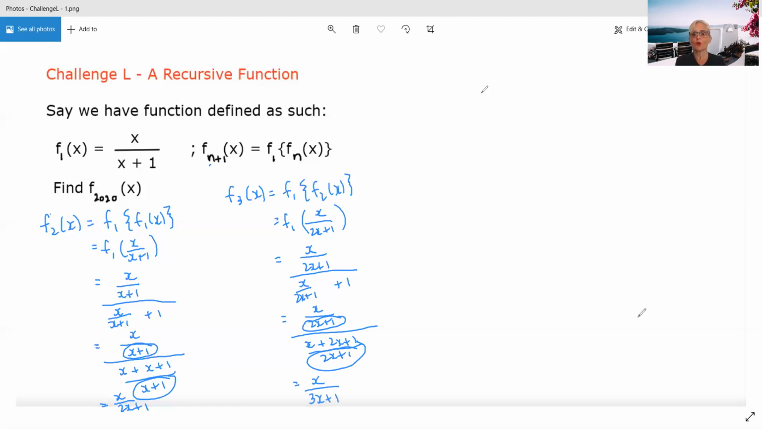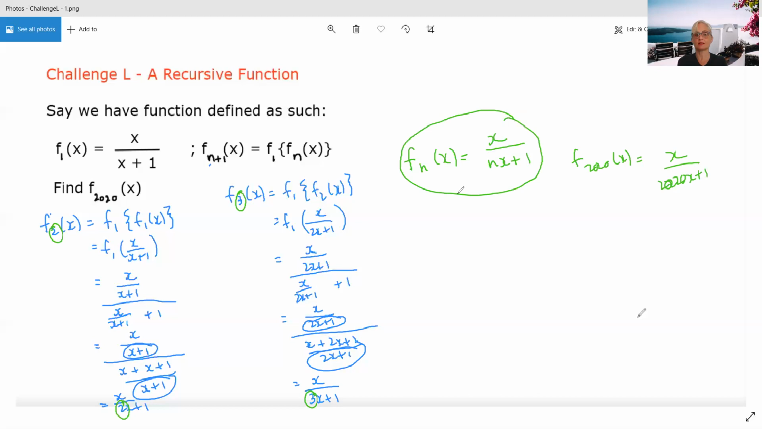Now let's just have a bit of a look at what we've found so far. f3 of x is x over 3x plus 1. f2 of x is x over 2x plus 1. So I'm thinking that potentially fn of x could be x over nx plus 1. In which case, f 2020 of x will be x over 2020x plus 1.